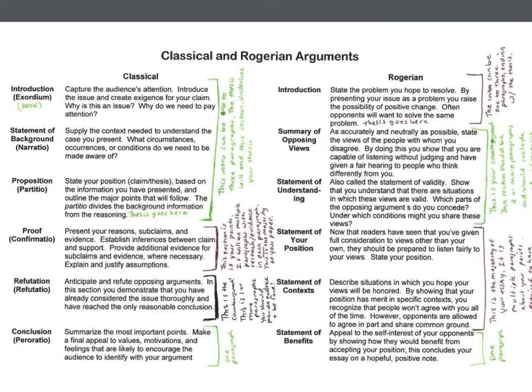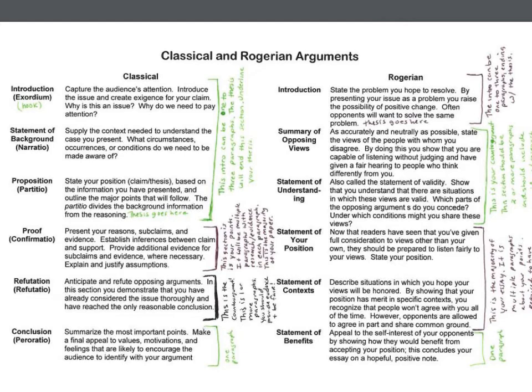Then when you're done with your points, you're going to have a counter argument. This is where you're going to anticipate and refute opposing arguments. This is also going to have research. This is where you state the opposing viewpoints and you refute them. You explain why they're wrong. And then usually the conclusion is 1 paragraph at the end there.